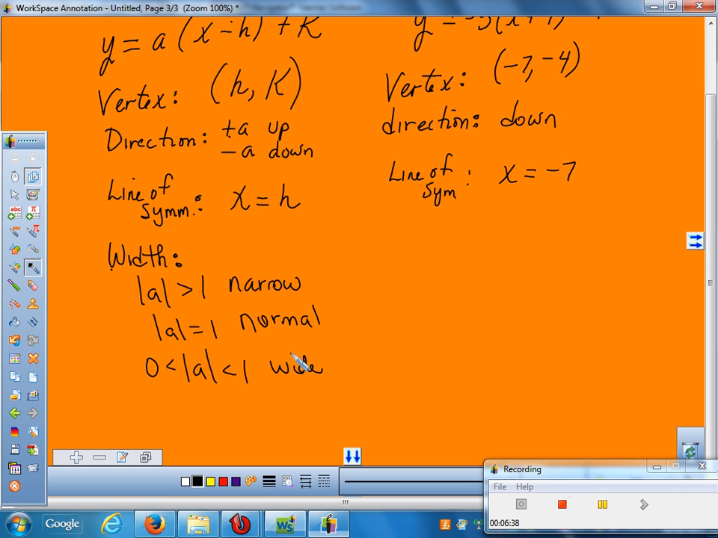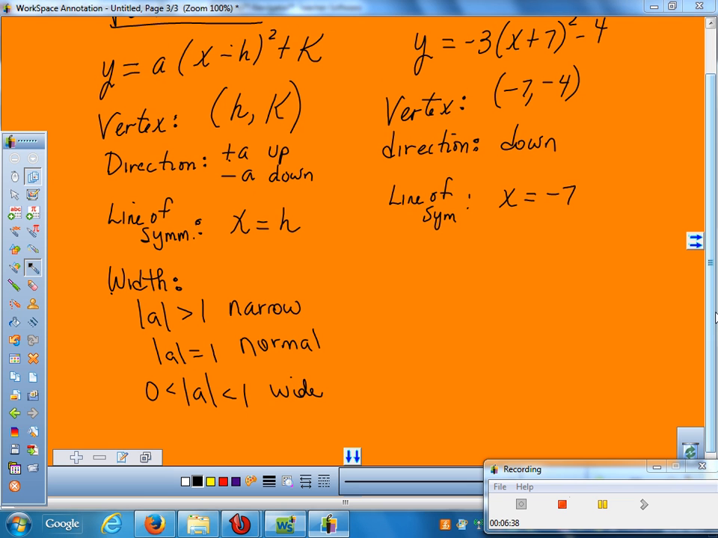So on this particular problem we were looking at, it's got a 3. The negative doesn't matter, it's a 3. So is it going to be wide, normal, or narrow? Since 3 is a number bigger than 1, forget the negative. 3 is a number bigger than 1, yep, it's going to be narrow.